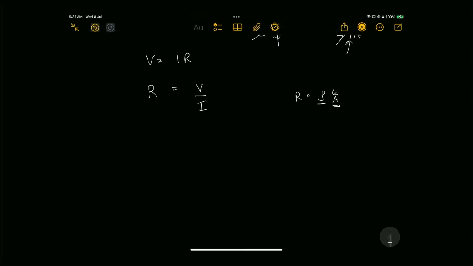So the resistance of a conductor depends on the type of material the conductor is made of. It depends on the temperature of the conductor, and it depends on the dimensions of the conductor. So the length and the cross-sectional area of the conductor.